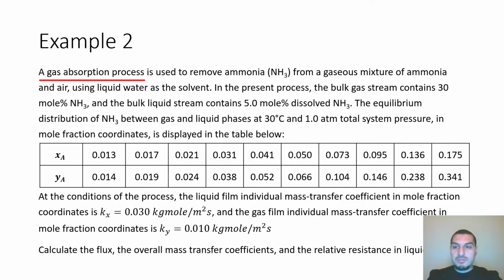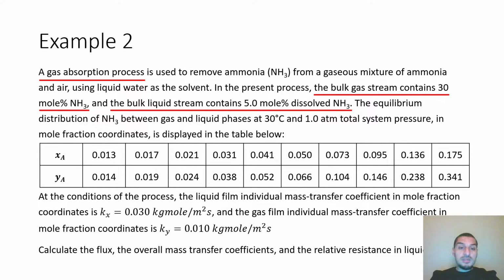So first, it's a gas absorption. So this will have an important meaning for us to understand the direction of the flux. The next is the mole fraction of ammonia in the gas stream, which is YA, and then XA is 5%, which is 0.05. And we have here the equilibrium distribution between gas and liquid phase at 30 degrees Celsius and 1 atmosphere total system pressure in mole fraction coordinates between XA and YA, displayed in the table. And this is the main difference between this problem and the previous one.